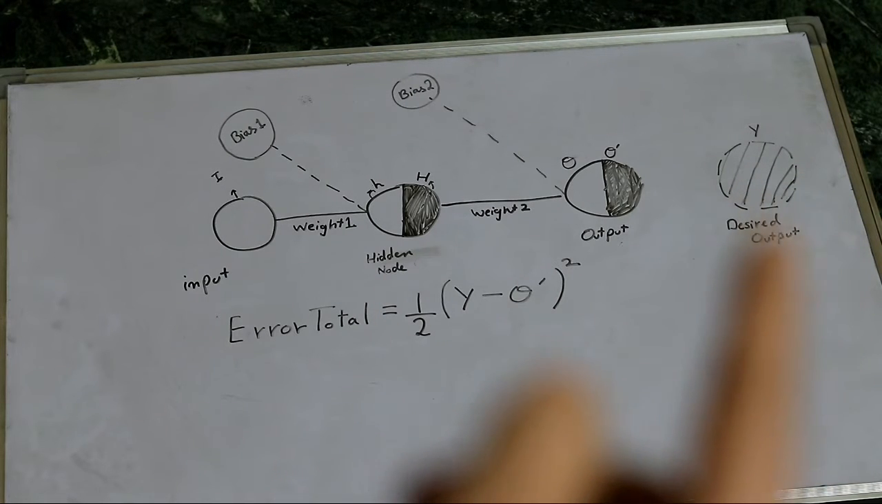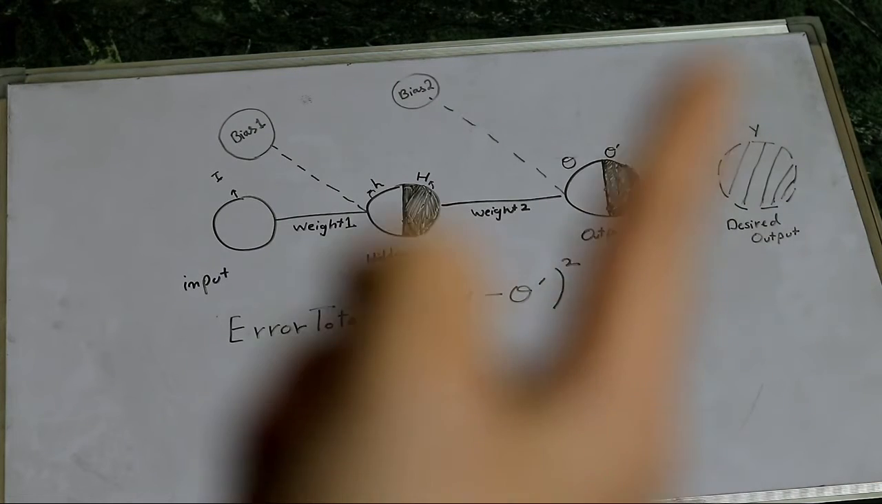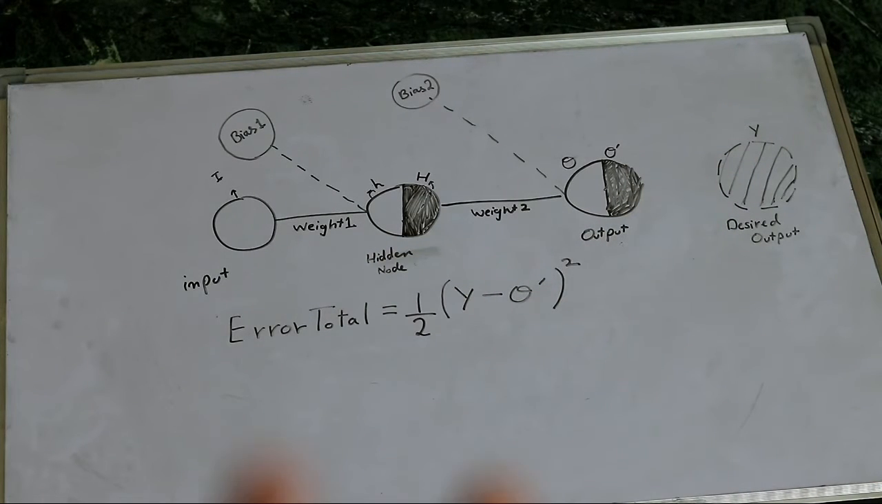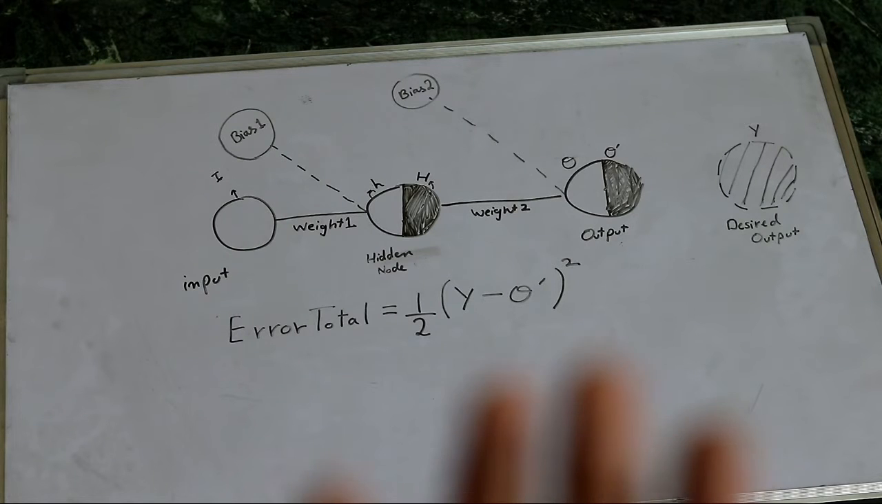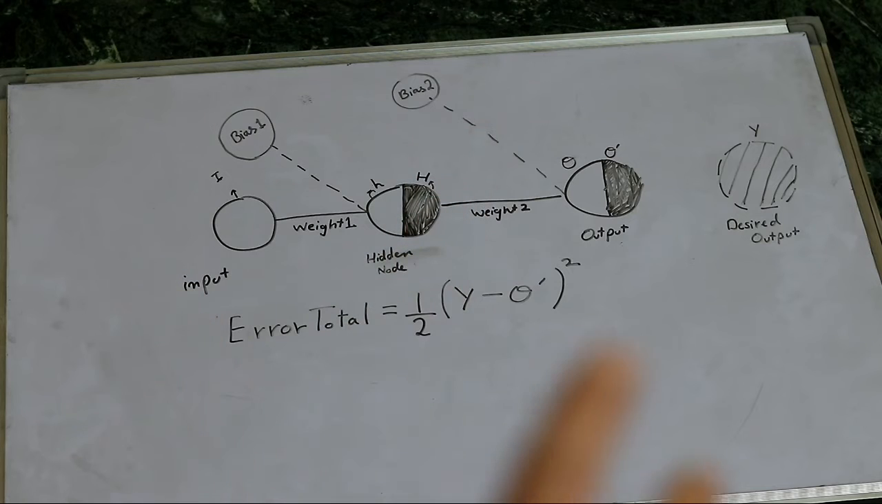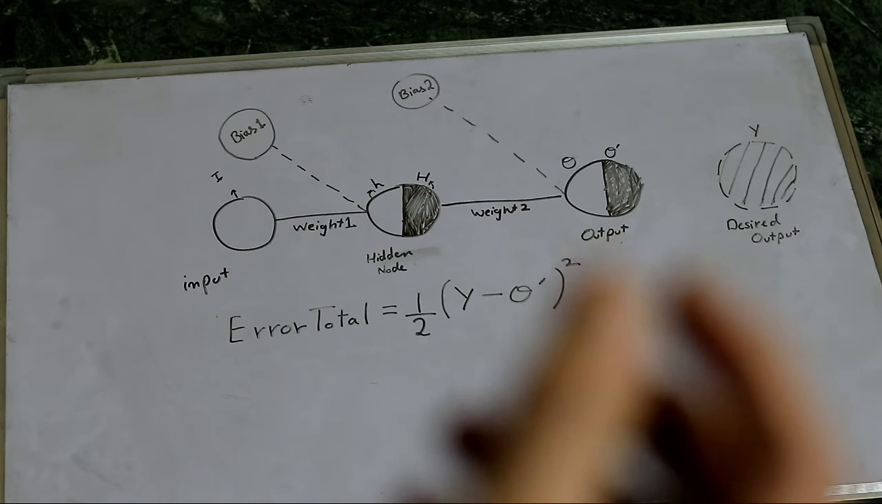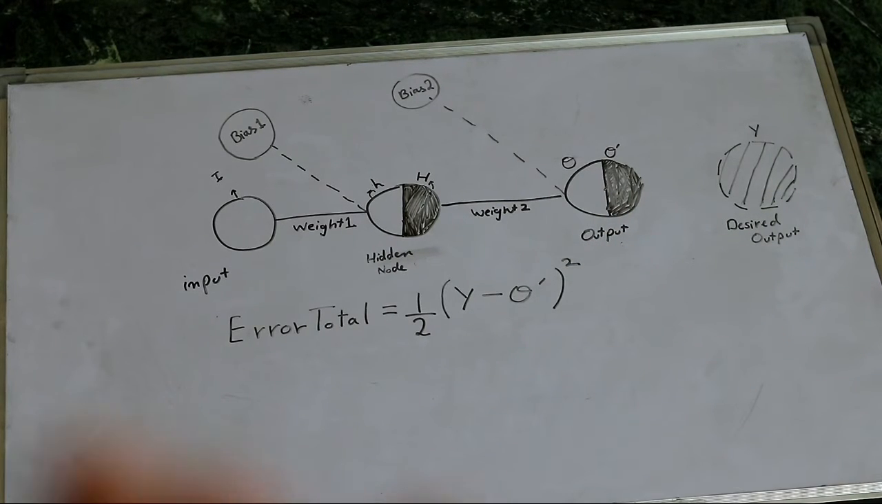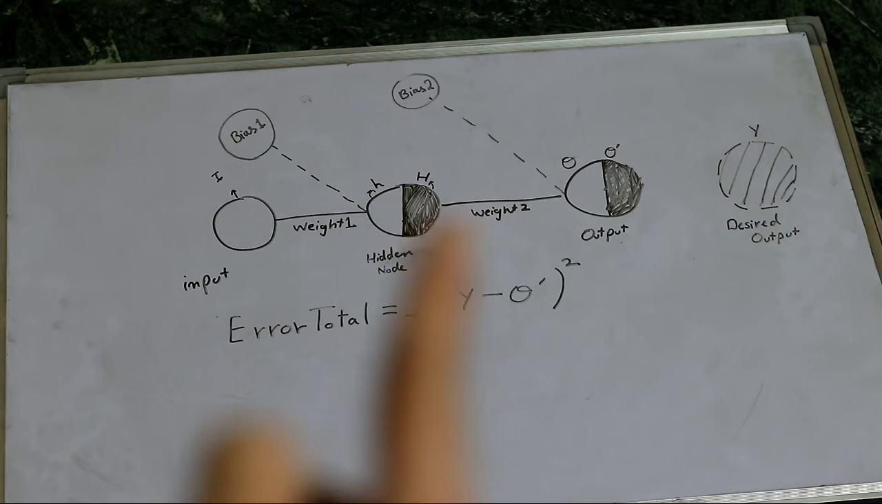This node is called the desired output, or y. It is not a proper node because it isn't connected to any other node, but it has a very important part to play. It helps us figure out the total error, how close we are to the actual answer. This is figured out by this formula.